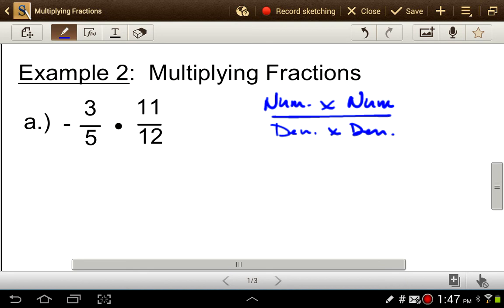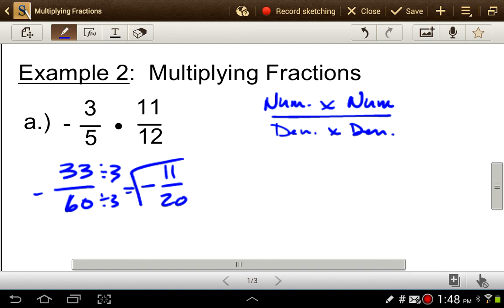So let me show you without simplifying first. So I'm going to do 3 times 11 is 33. 5 times 12 is 60. I have a negative times a positive, so I get a negative. I can reduce those. I can divide them both by 3. And I am going to get negative 11 over 20, which is the right answer.